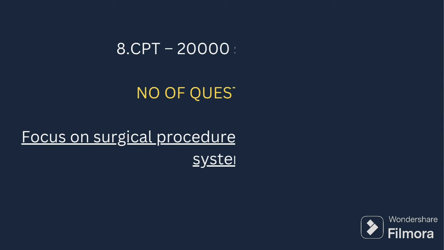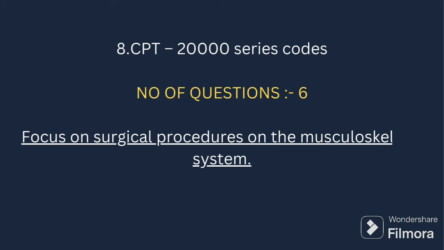The next part you should be familiar with is CPT 20,000 series code, that is musculoskeletal. From the musculoskeletal part, the number of questions is 6, and for clearing these 6 questions, you should have proper knowledge regarding the musculoskeletal CPT part.